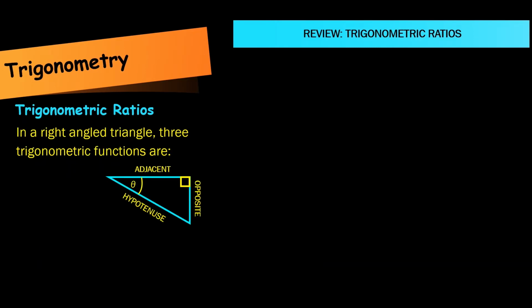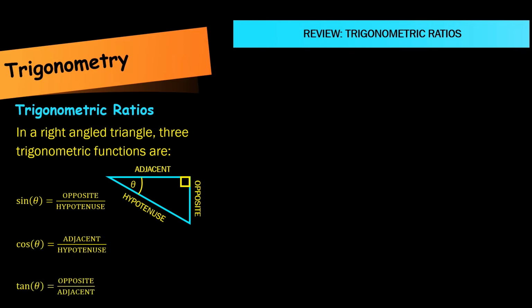Let's now take a look at trigonometric ratios. In a right-angled triangle, three trigonometric functions are sine theta equals opposite over hypotenuse, cos theta equals adjacent over hypotenuse, and tan theta equals opposite over adjacent.